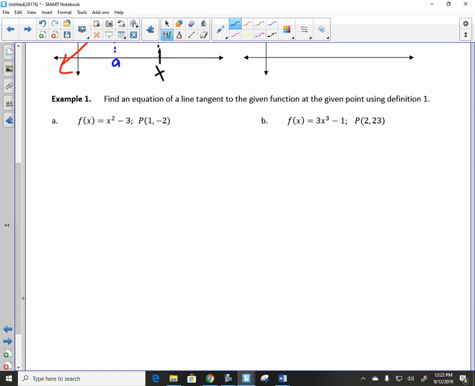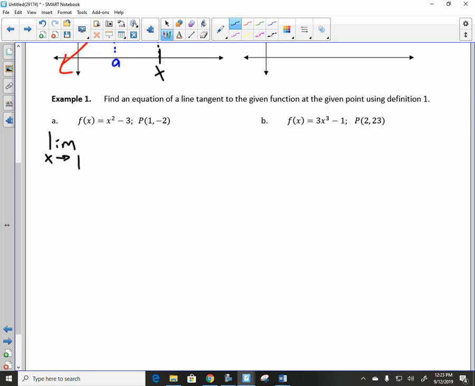Find an equation for the line tangent to the function at the given point using definition 1. F of x is x squared minus 3, and the point is 1, negative 2. So if you think about this, this is a parabola. We're trying to find the slope of the line tangent at 1. Okay? So I have this definition. The limit as x approaches A. A is the x value that we're approaching. Anybody know the x value we're approaching? 1.